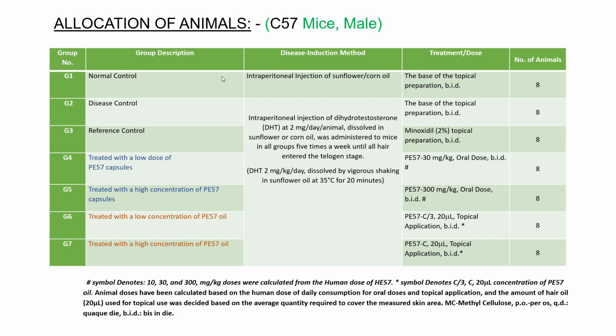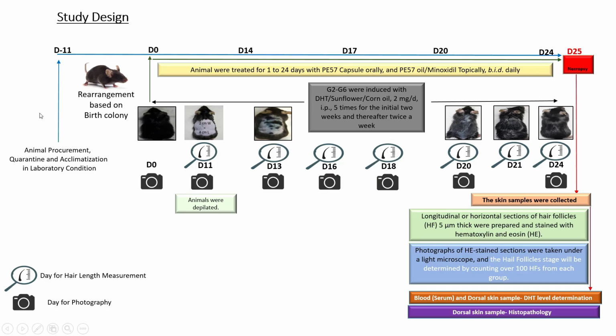So this was the allocation of animals. Now we will see the next step. Here the oral dose will be dissolved in methyl cellulose. You have to see that.